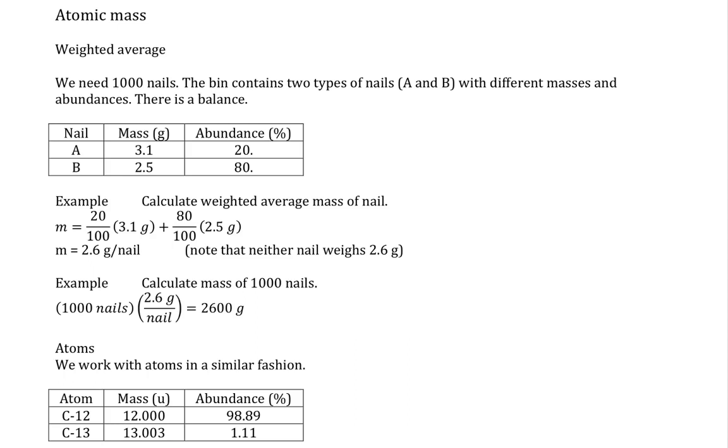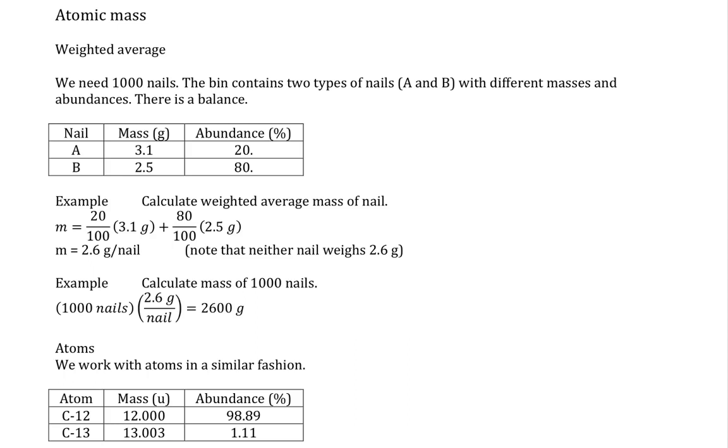Note that neither nail weighs 2.6 grams, but since we're counting out by weighing 1,000 nails, that is a combo of the two with those 20% and 80% abundances, we're acting like that's the mass per nail. That's the weighted average mass.